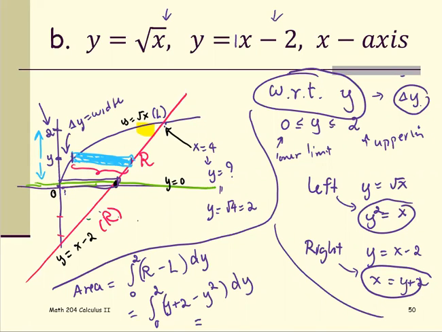The next part, you just find the antiderivative: y squared over 2 plus 2y minus y to the third over 3, and then lower limit 0, upper limit 2. Work on the problem to get the answer of 10 over 3.